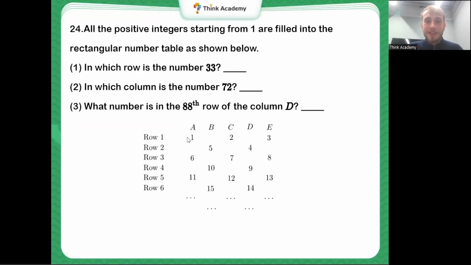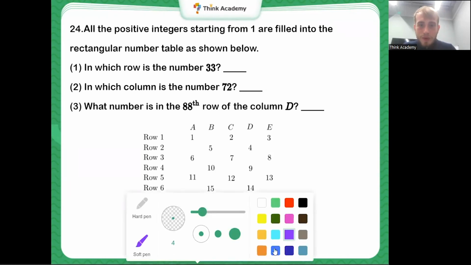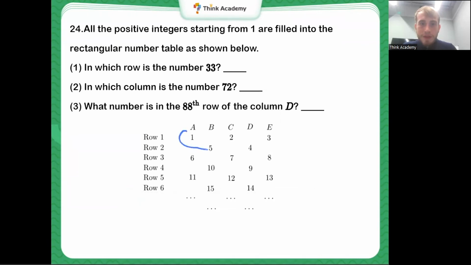So first, let's understand the cycle. It goes 1, 2, 3. Then it goes backwards, 4, 5, 6, 7, 8. Then it goes back to the beginning, 3 numbers, 9, and then it goes backwards 2. So you can see that the pattern of the positions repeats every 2 rows, or every 5 numbers. So you can have a look at the next one. I'm going to go A, C, E, and then backwards, D, B.